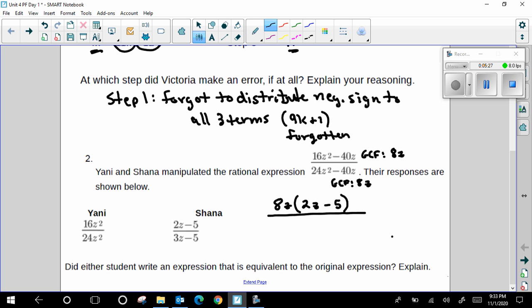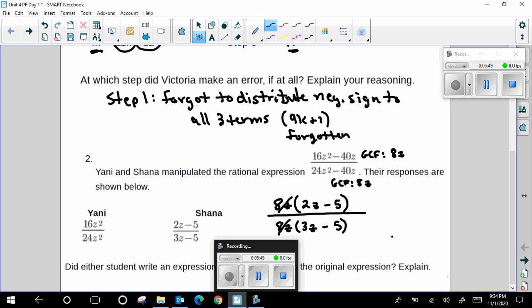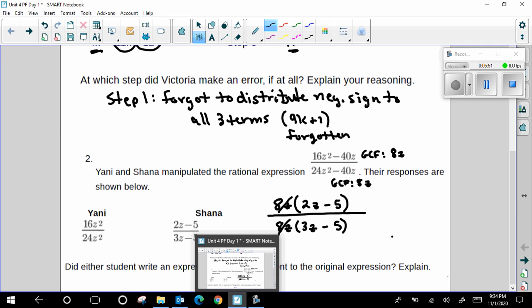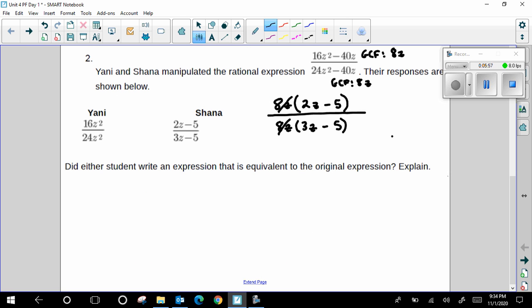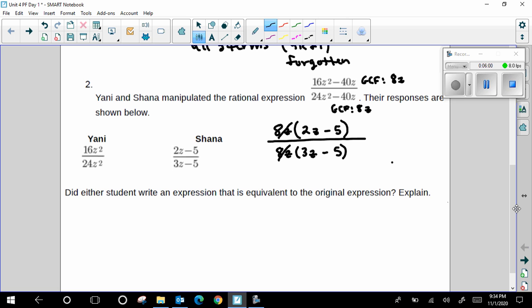Okay, so on the bottom, if I take the 8z out, which is the greatest common factor, 8 goes into 24 3 times. And z squared divided by z is z. Minus 40 divided by 8 again is 5. So now I can cancel off factors. And my answer is 2z minus 5 over 3z minus 5. Okay, so did either student write an expression that's equivalent? Yes.